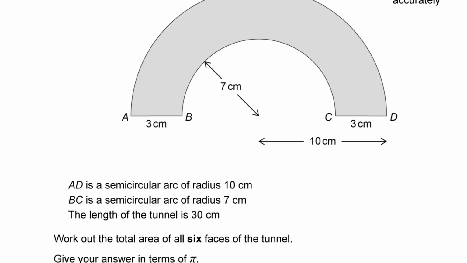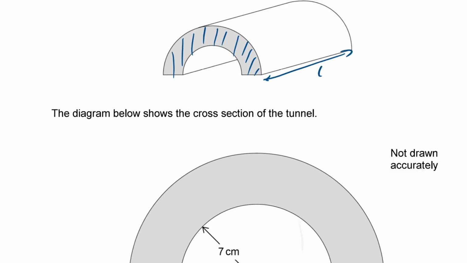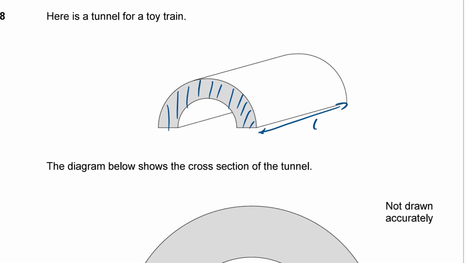Oh, so they want the surface area here, not the volume. That's going to be fun. So it says there are 6 faces. It tells us in the question. Where are those 6 faces? Well, we're going to have this front face here, aren't we? Which is going to match up with a similar back face at the end there. It's going to be exactly the same.